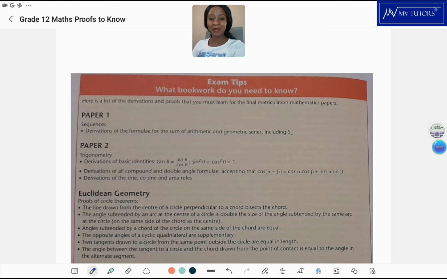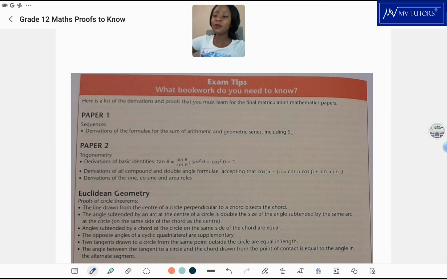Okay, so we're done with paper 1, proofs for the arithmetic and the geometric series. Now for paper 2, when it talks about these identities, tan theta is equal to sine theta over cos theta, this is just something that you need to know. You don't have to prove it. As well as sine squared theta plus cos squared theta is equal to 1 is really something that you should know.